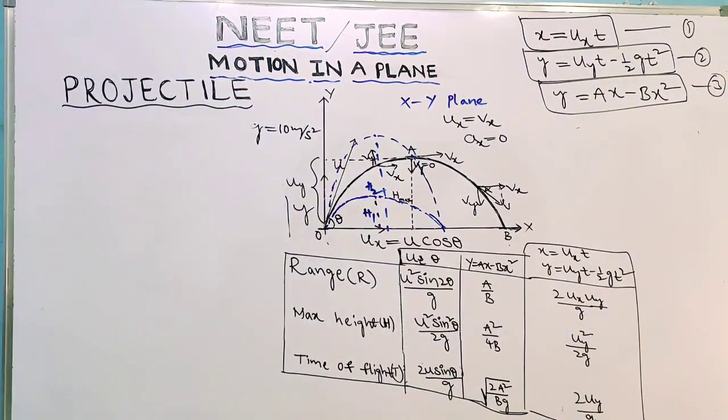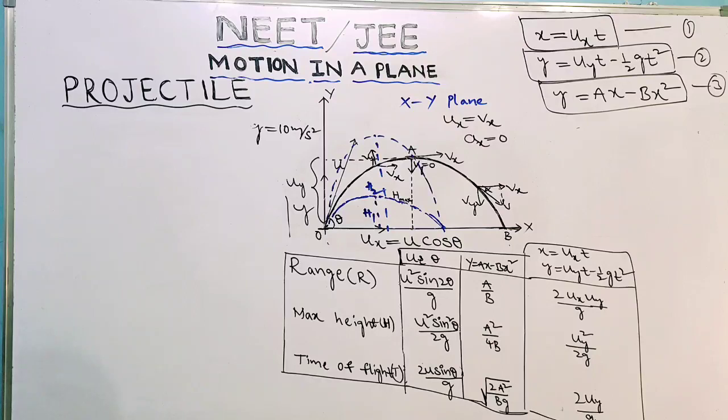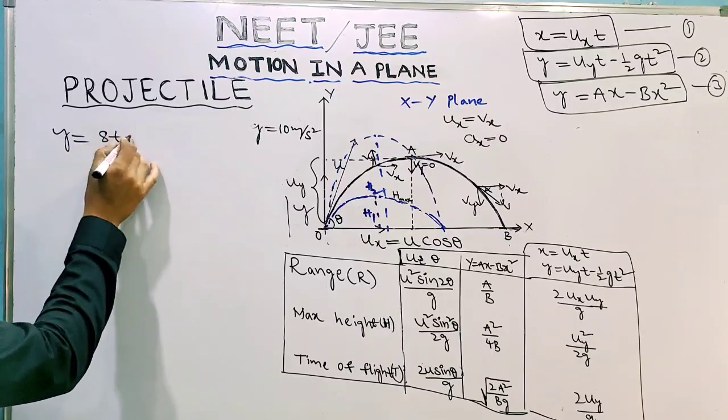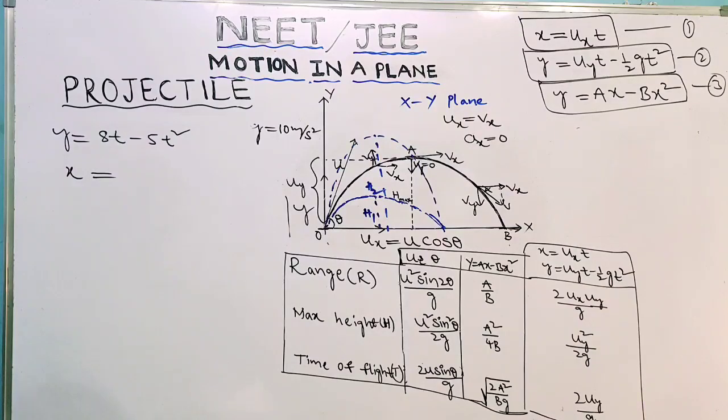Okay, next another problem. I'm showing it on the display, so you can observe: the height y and horizontal distance x covered by a projectile in time t seconds are given by the equations y equal to 80 minus 5t square and x equal to 60. If x and y are in meters, the velocity of the projection is what? They have given y equal to 80 minus 5t square and x equal to 60.